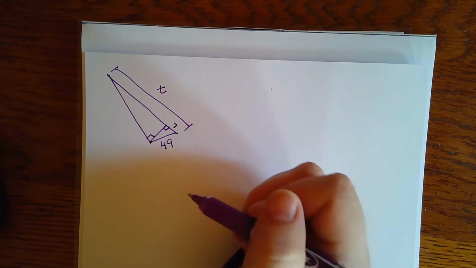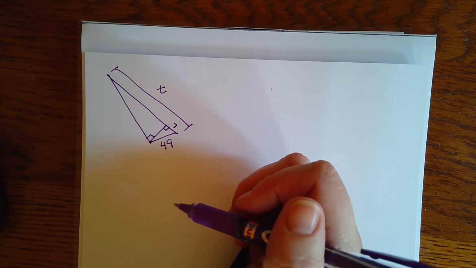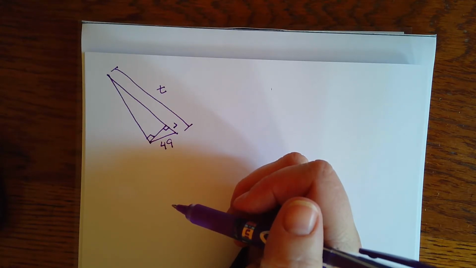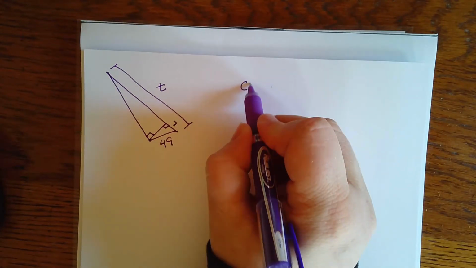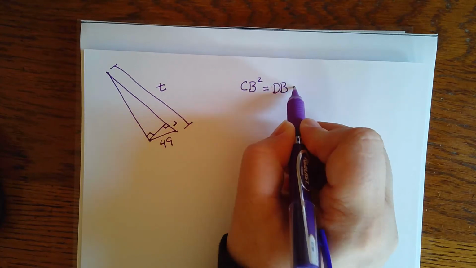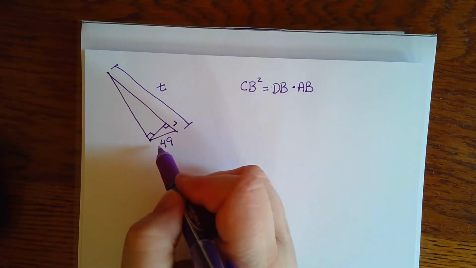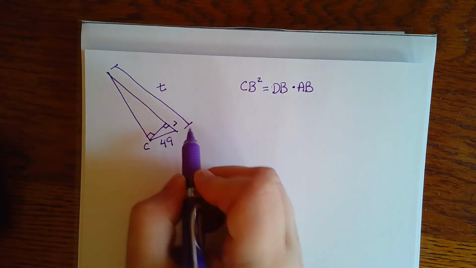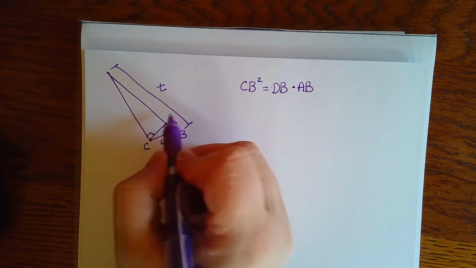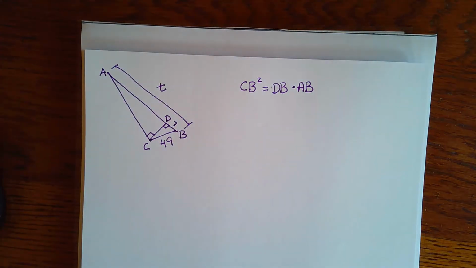So here's what we're going to do. We know the shorter leg. So if you look at the theorem, this would be the same as doing the CB. So we're going to use CB squared equals DB times AB. So in this case, I know that this right here is my C, that is my B, that's my D, and that's my A. So if you put it in that context, it's going to make this formula make more sense.